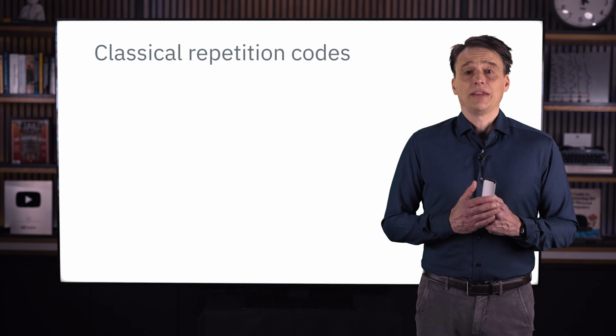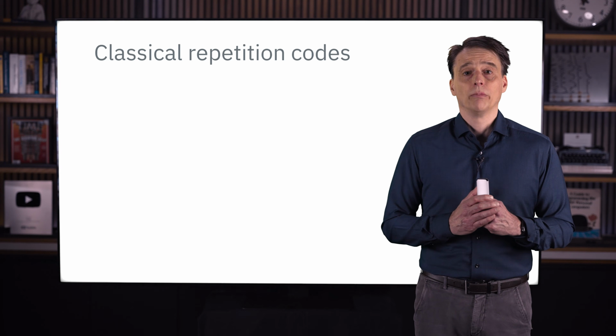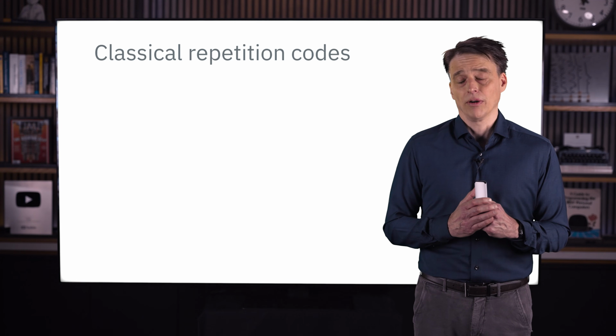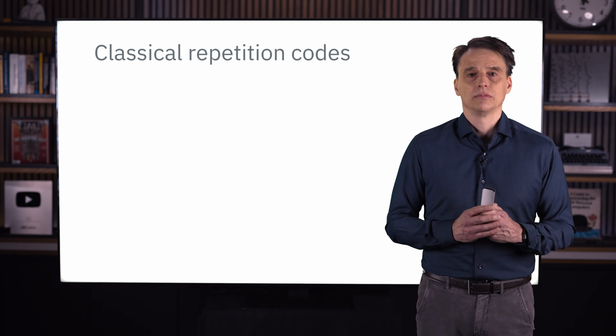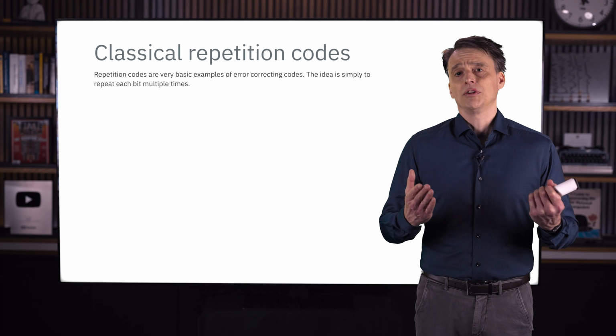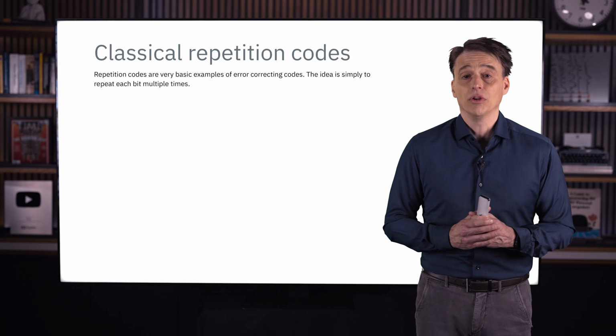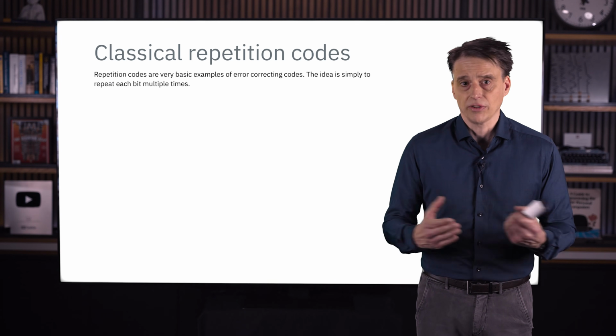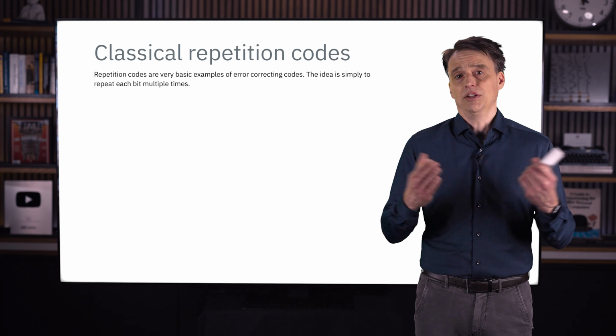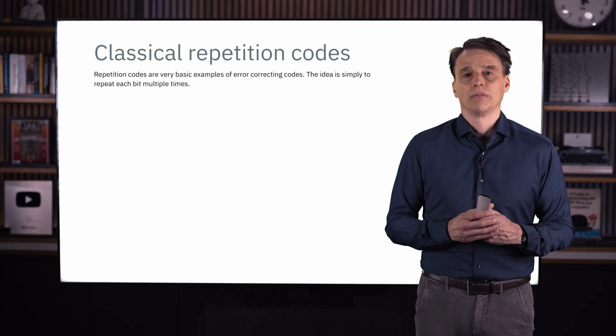Now we'll discuss classical repetition codes, which form the basis for our first quantum error correcting code, the 9-qubit Shor code, which we'll see shortly. Repetition codes are extremely basic examples of error correcting codes. The idea is that we can protect bits against errors by simply repeating each bit some number of times.